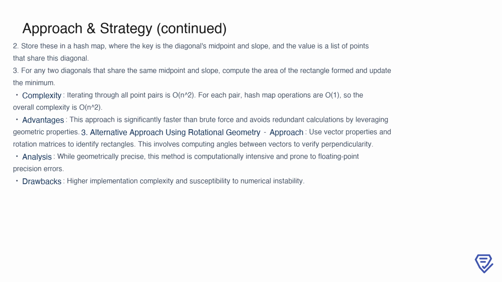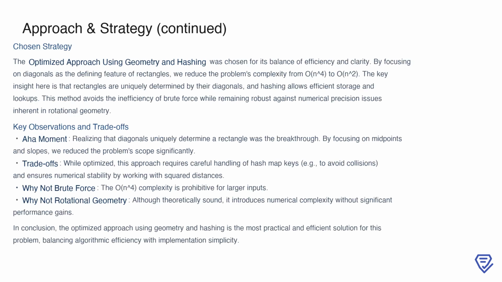Another approach we considered involves rotational geometry, using vector properties and rotation matrices to verify perpendicularity. However, this method introduces higher implementation complexity and is prone to floating point precision errors, making it less practical compared to the hashing strategy. The optimized approach using geometry and hashing was ultimately chosen for its efficiency and clarity.